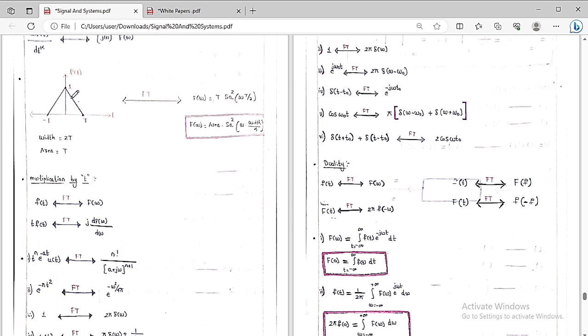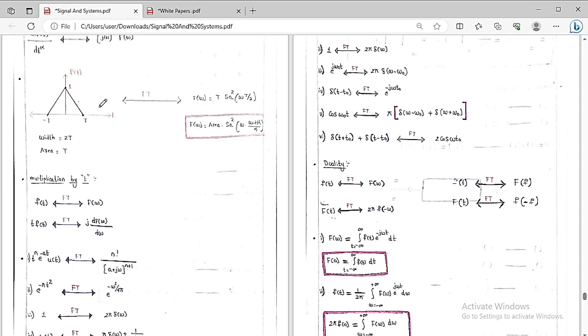And what is the area? Area is equal to half into base into height. Half into base, which is 2T, and height is 1. The 2 cancels, so area is T. What's the Fourier transform F of omega? You have to know the formula: area into Sa square of omega into width by 4. Area is T and width is 2T, so substituting, 2T by 4 is T by 2. So you have to remember these formulas.